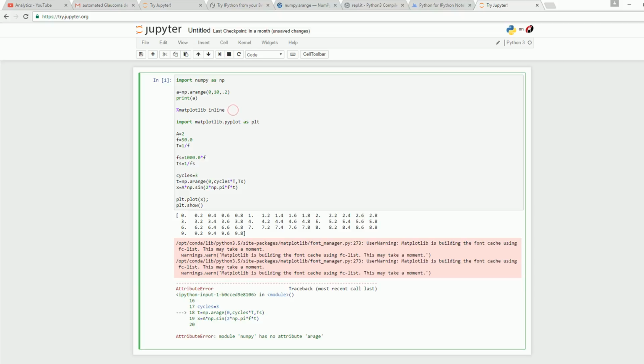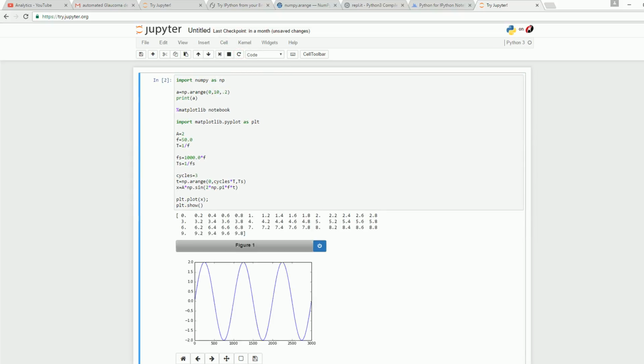And instead of inline, let us take notebook. Let us run cells. Okay, so we get 3 cycles of the sinusoidal signal.